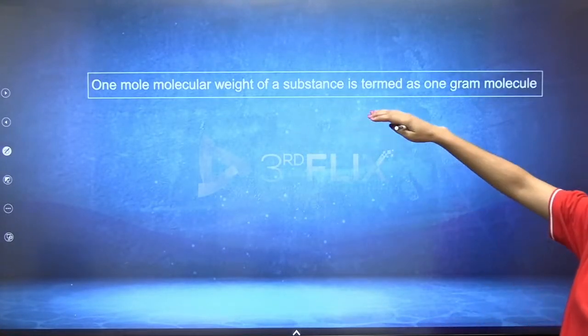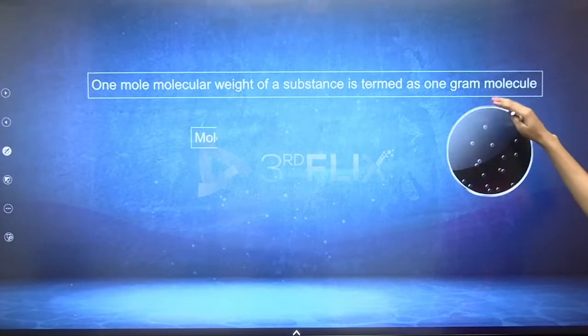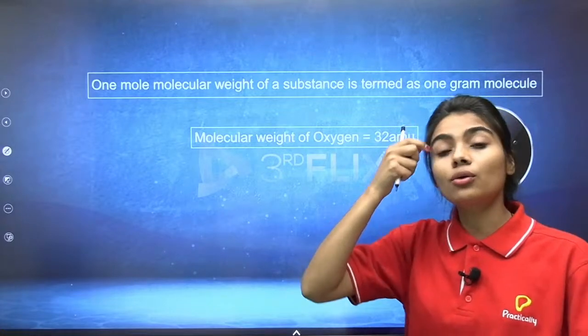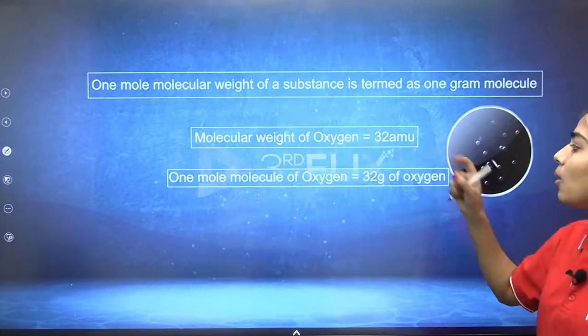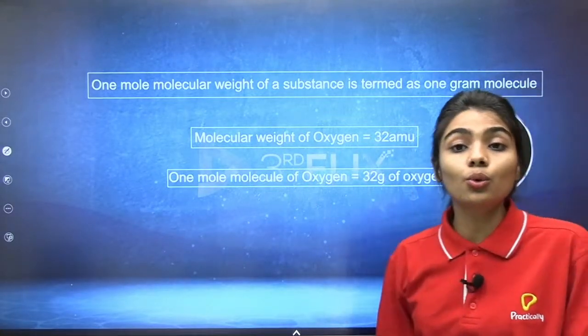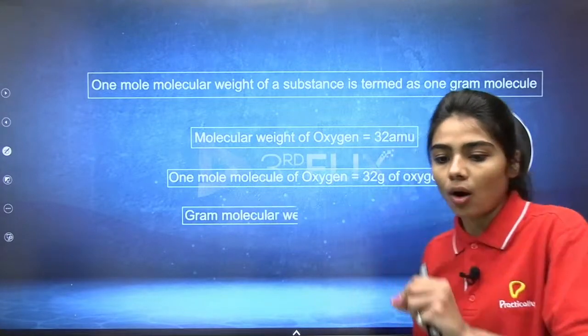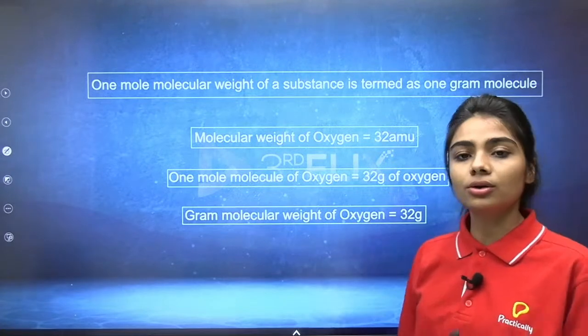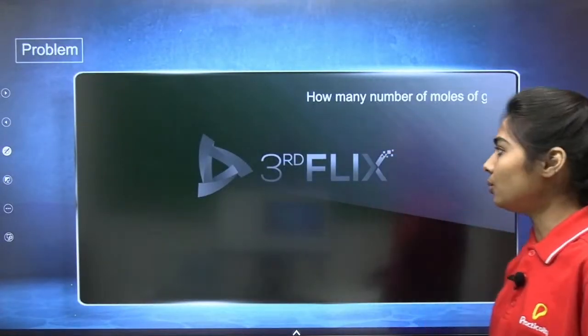1 mole molecular weight of a substance is termed as 1 gram molecule. That means if I am talking about oxygen molecule, then the molecular weight will be 32 gram. If I am talking about oxygen atom, that is 16 gram. If I am talking about molecule, then it will be 32 gram.